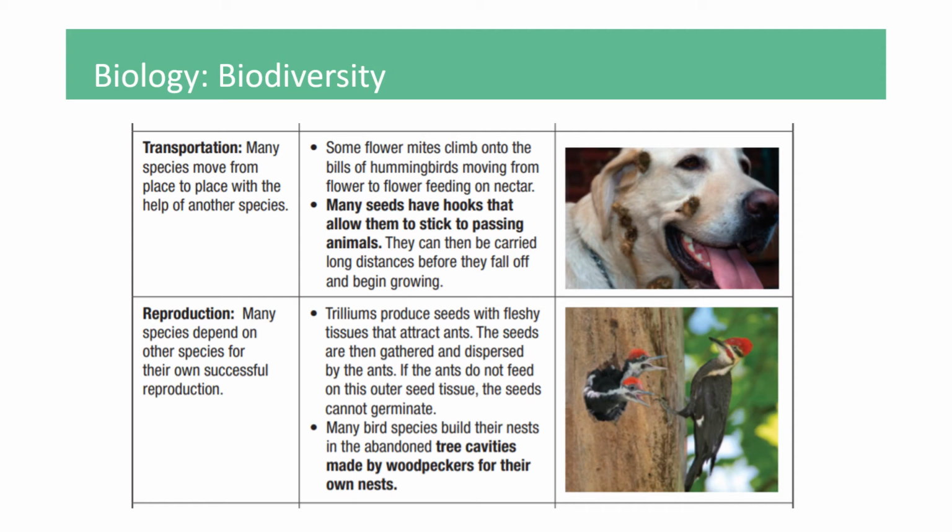Reproduction. Many species depend on other species for their own successful reproduction. Trilliums, Ontario's natural flower, produce seeds with fleshy tissues that attract ants. The seeds are then gathered and dispersed by the ants. If the ants do not feed on this outer seed tissue, the seeds cannot germinate. Many bird species build their nests in the abandoned tree cavities made by woodpeckers for their own nests.